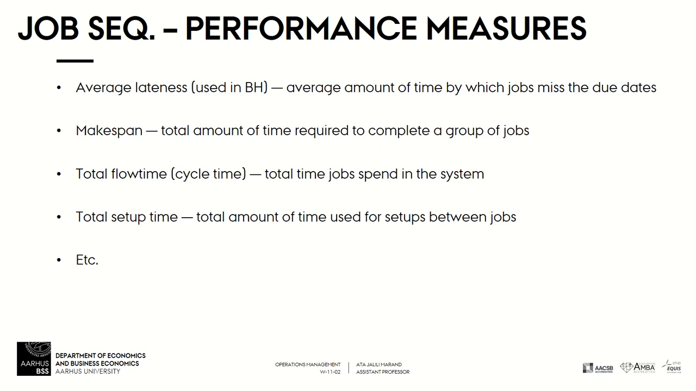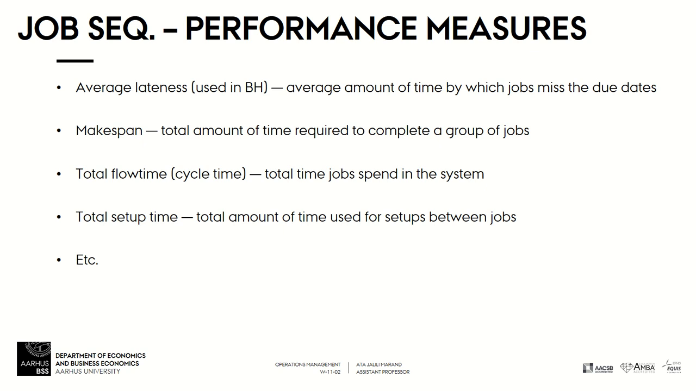Of course, we can do the sequencing based on different rules, but then we need also some measures to compare these different job sequencing and see which one is better. So to this end, we need to define some performance measures for job sequencing. These performance measures are defined in the literature. There is one in the book, which is the average lateness, and then there are also other measures like makespan, total flow time, and total setup time, and so on.